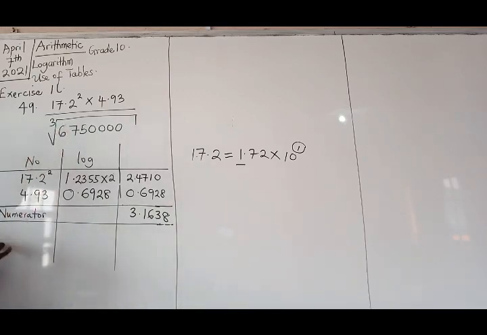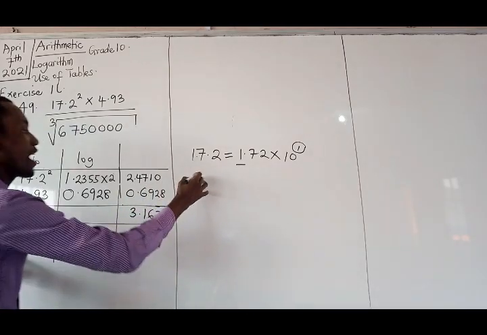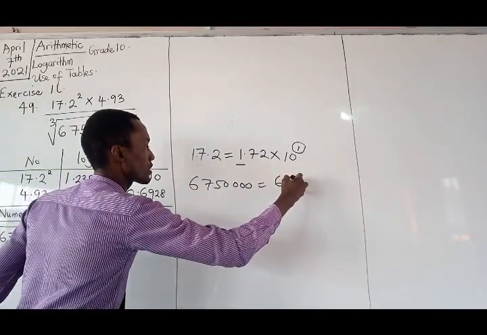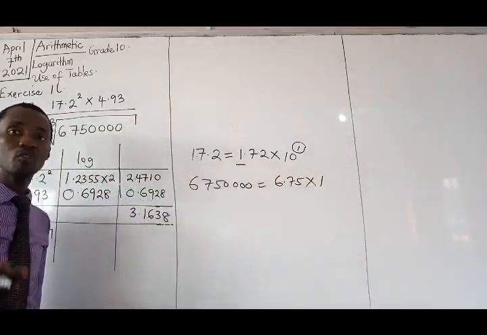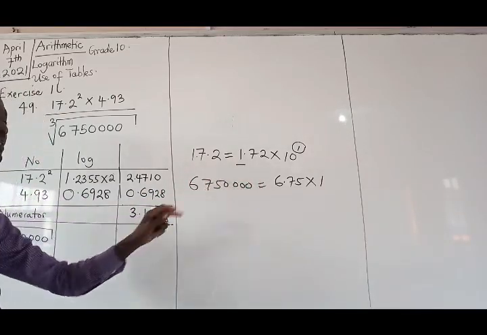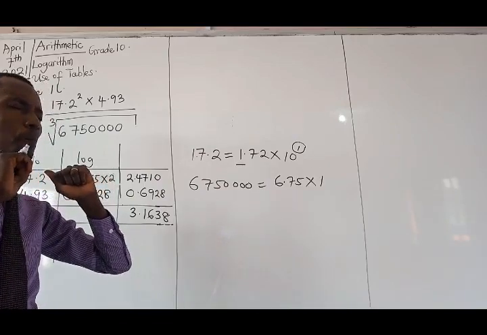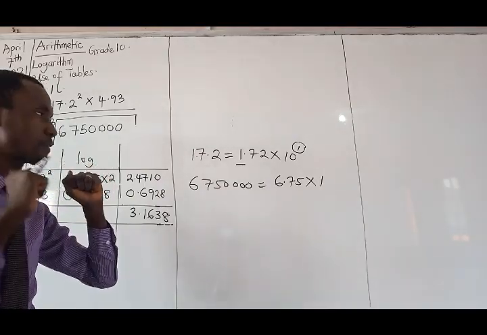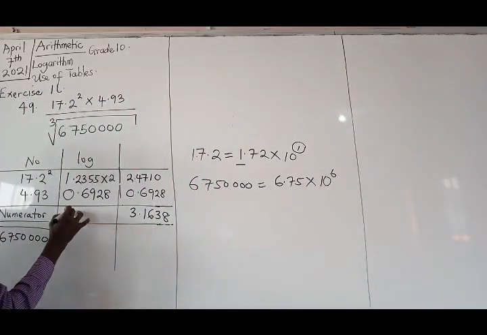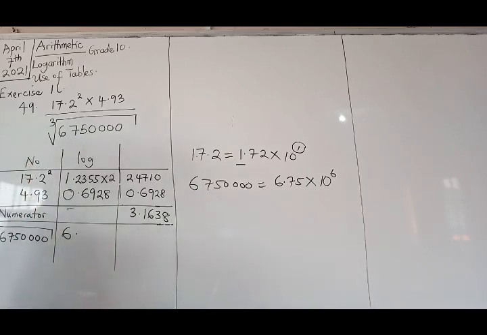Now, my denominator has this. So what do I do here? Look at this. If I write the unit decimal, this will be 6.75 times what? How many movements am I making to get this? 1, 2, 3, 4, 5, 6. I am trying to compress a very big number by 6 steps, and that will be positive steps. So that will give me 6 point.